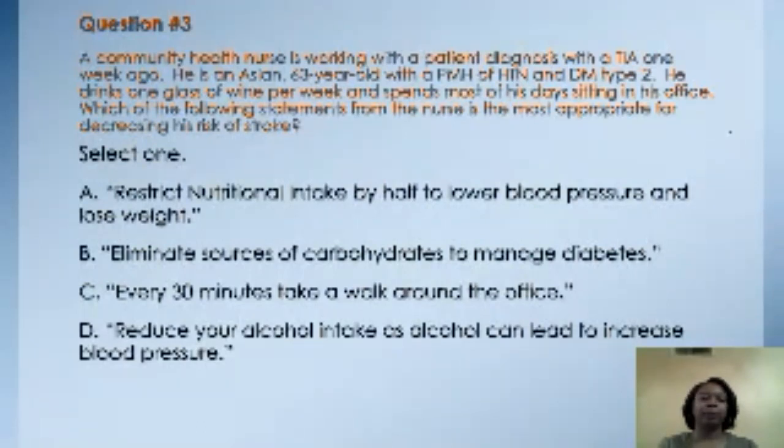Select only one. A, restrict nutritional intake by half to lower blood pressure and lose weight. B, eliminate sources of carbohydrates to manage diabetes. C, every 30 minutes, take a walk around the office. D, reduce your alcohol intake as alcohol can increase blood pressure. So I'm going to give you a few minutes to think of this one as well.